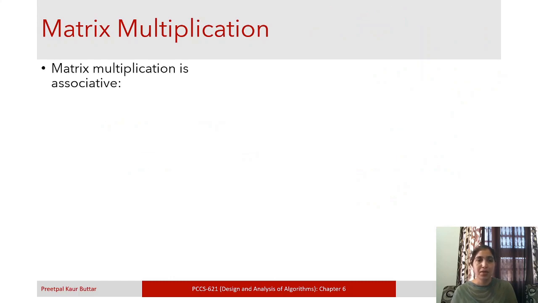Okay, so the matrix multiplication which we described is associative. What is associativeness? Associativeness means if you have to compute A into B into C, then the placement of parentheses does not matter. You can first compute A into B, and then multiply the resultant matrix with C. Or you can do the other way around. You can first compute the product of B and C, and then multiply the resultant matrix with A.